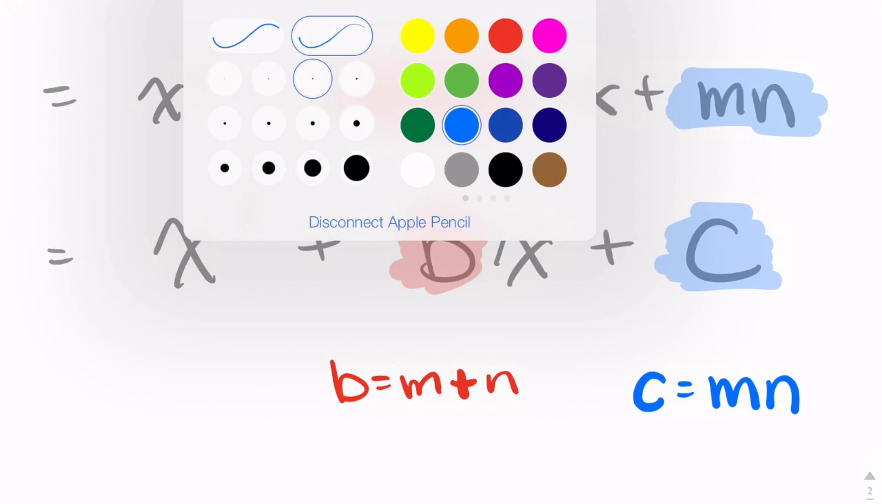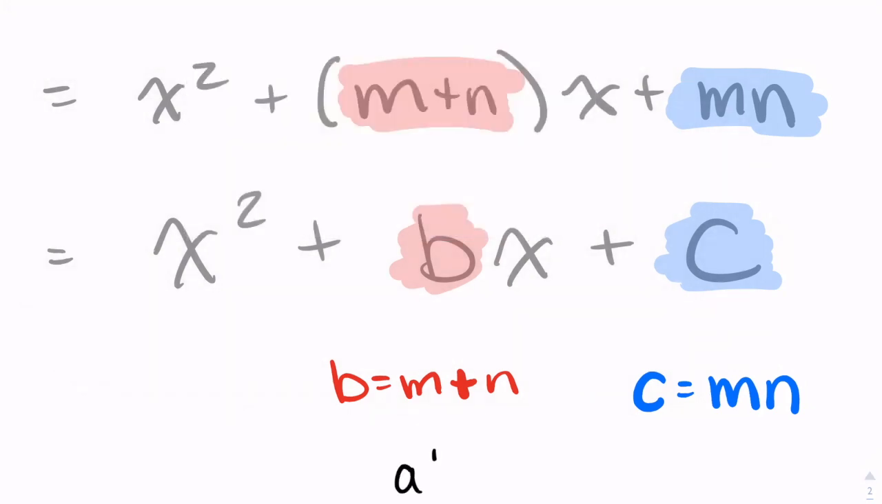So this is why we are always going to find two numbers that add to b and multiply to c.